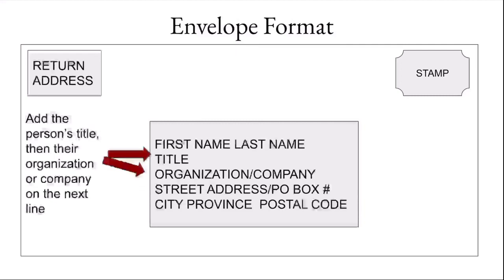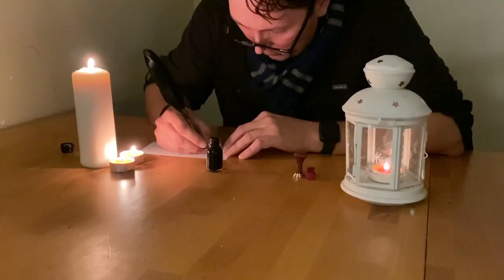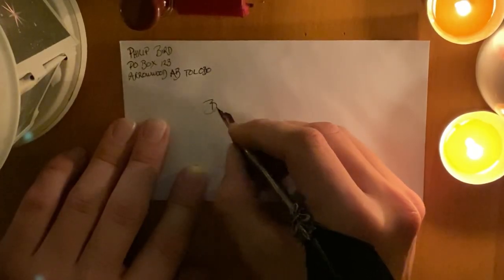All right, next about the person that you are addressing your letter to. You also use their first name and their last name, then the title that they have, then the organization or company that they belong to, followed by the street address or post office box number, and then the city, province, and postal code. So here's an example with Jane Lane, the manager of Jane's Flowers, that's the title and organization. And you can see here, one thing is I have put in a suite number, so 9, and then you follow it by the dash, and then the street number, so 9-1223 Bridlewood Avenue Southwest. And this also counts if it's an apartment number, or a condo number, or bay number, or a suite number.